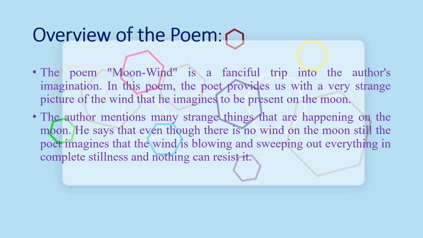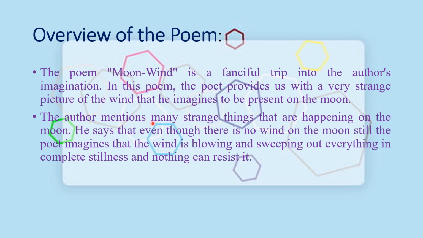Here's a brief overview of the poem. The poem Moonwind is a fanciful trip into the author's imagination. In this poem, the poet provides us with a very strange picture of the wind that he imagines to be present on the moon.